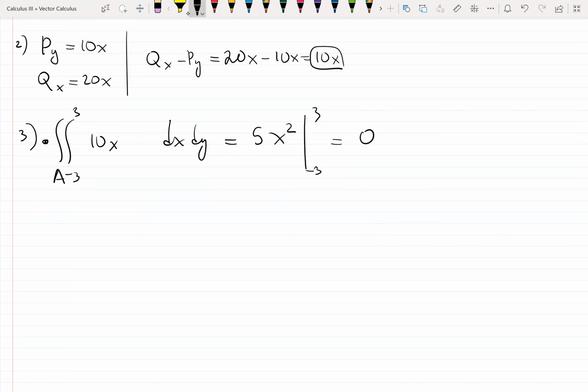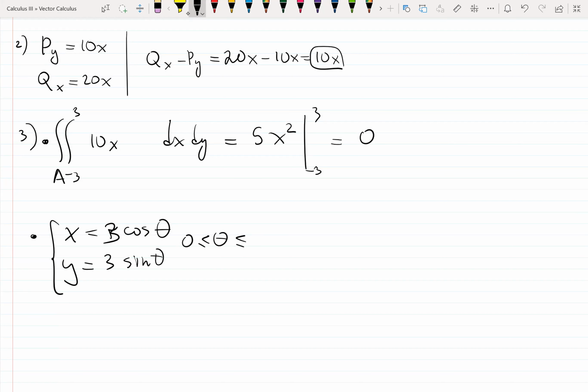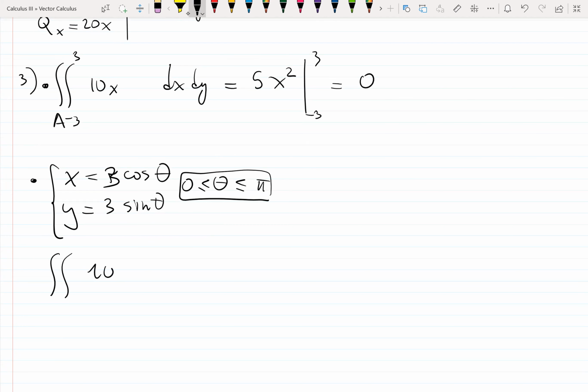Let's do the official way as well. The official way is you actually switch to the parametrization. In this case, x is r cosine theta, r is 3, y is 3 sine theta. Theta is from 0, not to 2 pi, we have to stop at pi. R is fixed, it's 3. Then we will have 10x inside of the integral, 10 times 3 cosine theta, dr d theta. R is from 0 to 3, theta is from 0 to pi.